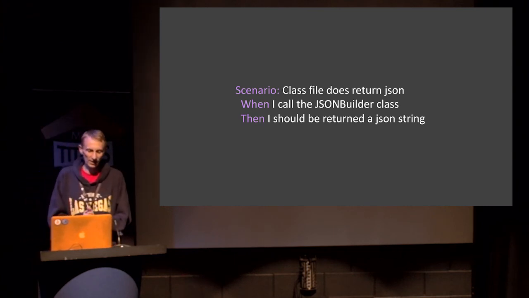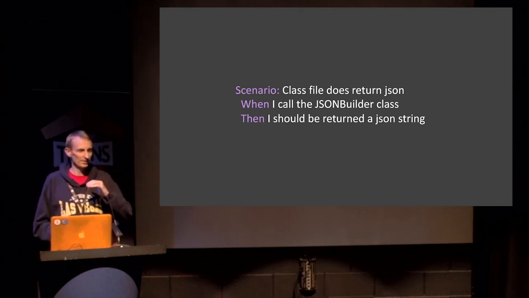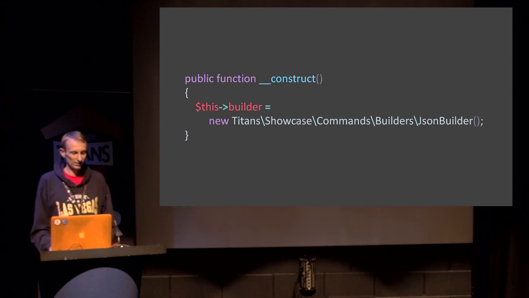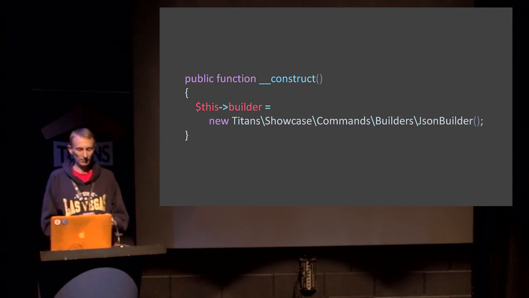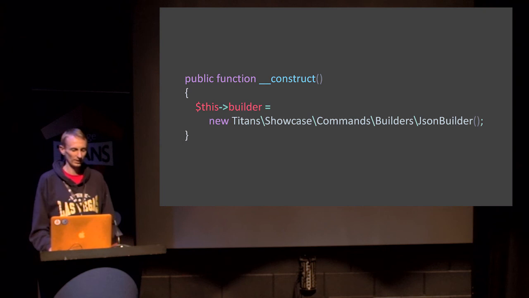This time, our scenario is that the class does return JSON. So we've taken it a layer down our domain stack. When I call a JSON builder class, then we should see that JSON is returned. So inside of our feature context this time, what we want to do is actually pass in our JSON builder. Because it's a value object or a data mapper, we don't need to worry about using the interface. We're actually testing that class, not the interface and the theory behind it. We're testing the implementation itself.